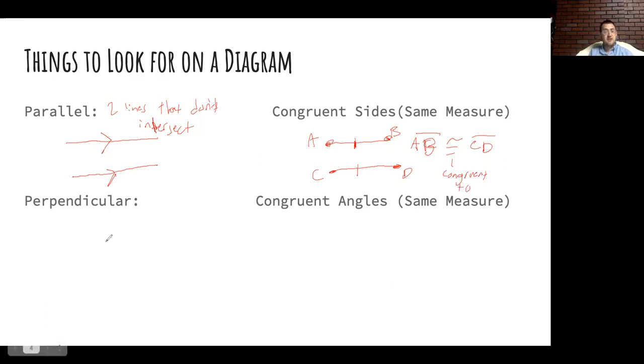And then perpendicular is intersecting at a 90-degree angle. So in this case, with the way that I drew it, I could say that AB is perpendicular to BC.